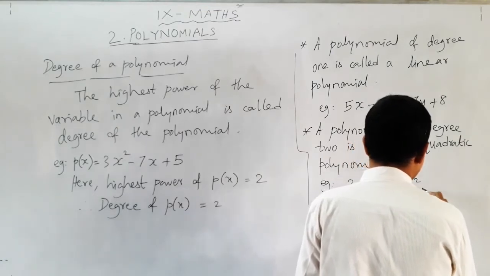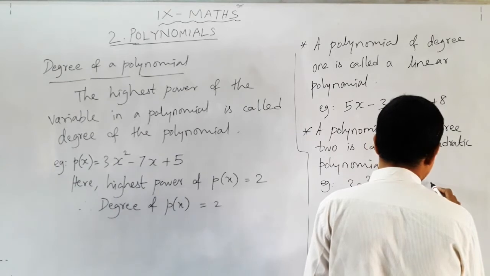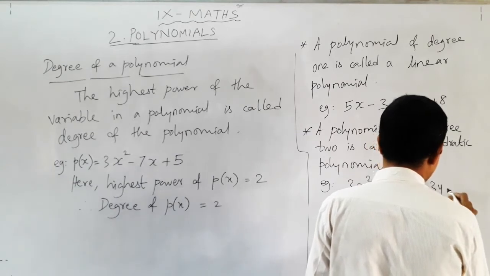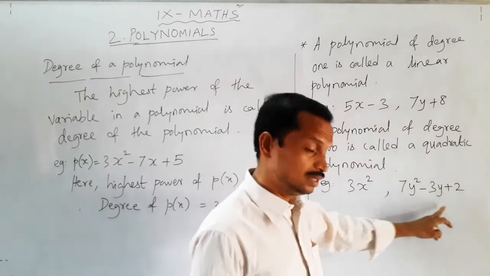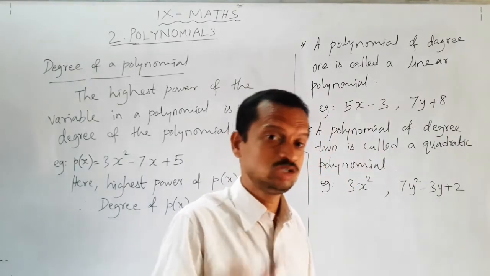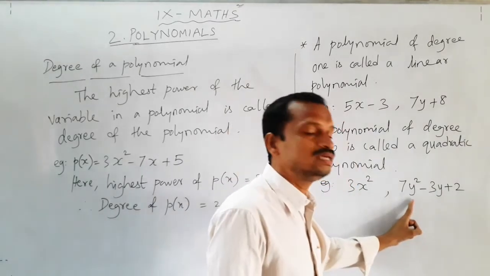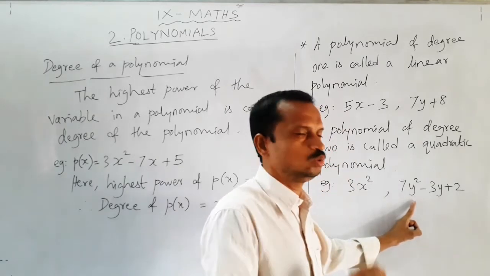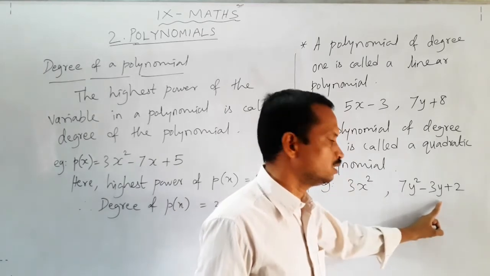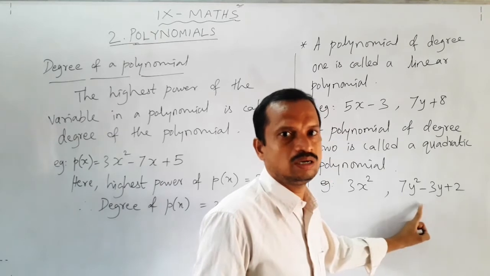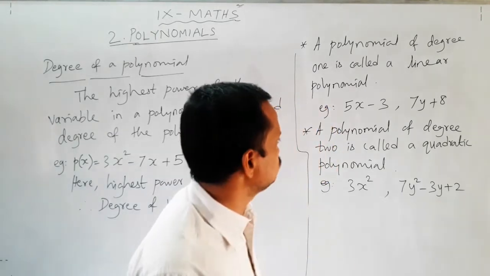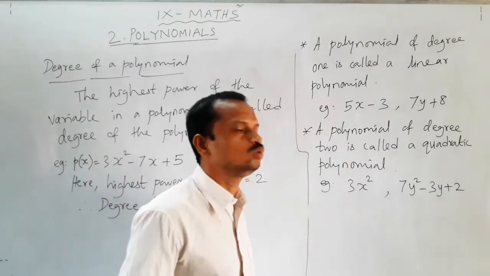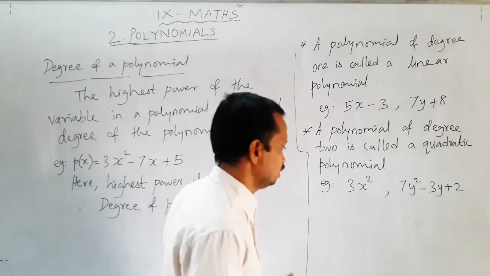Another example is 7y square minus 3y plus 2. See here, 3 terms are there, but based on degree, y is the variable whose highest power is 2. Here the power is 1, here the power is 2. So the degree is 2, the highest power is the degree. So a polynomial of degree 2 is called a quadratic polynomial.